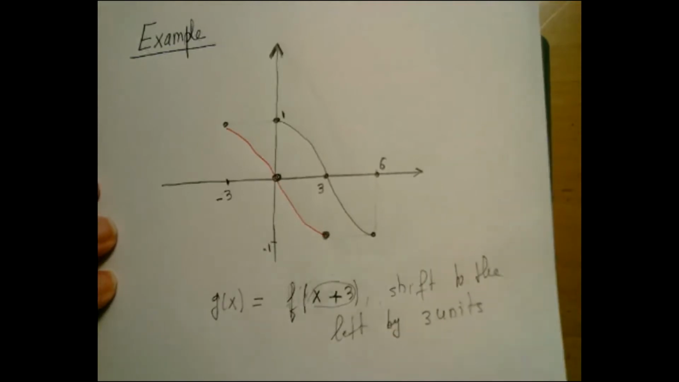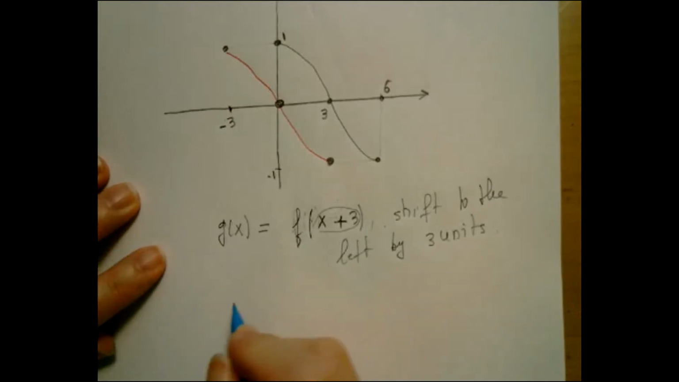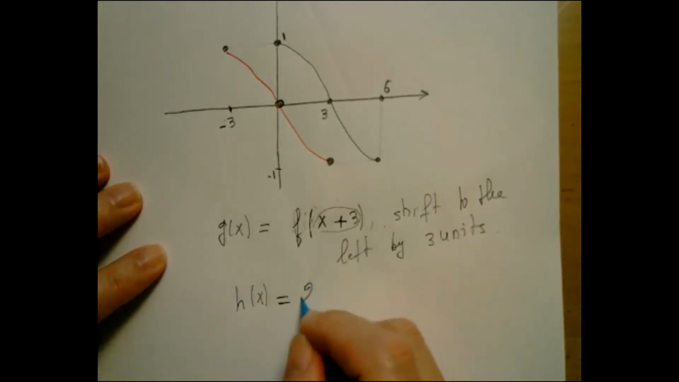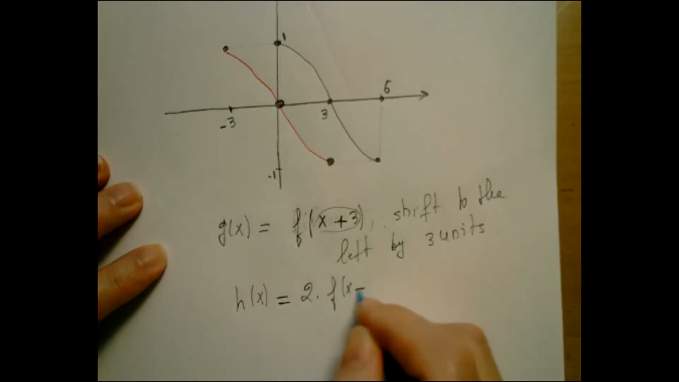Now we're going to play a little bit with this function. Suppose I construct h, and my h is, let us say, 2 times f of x plus 3.